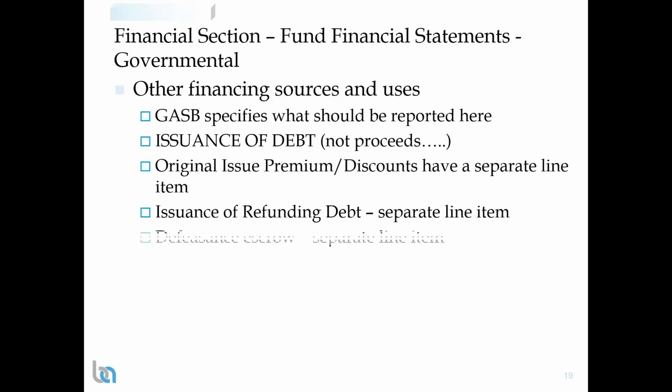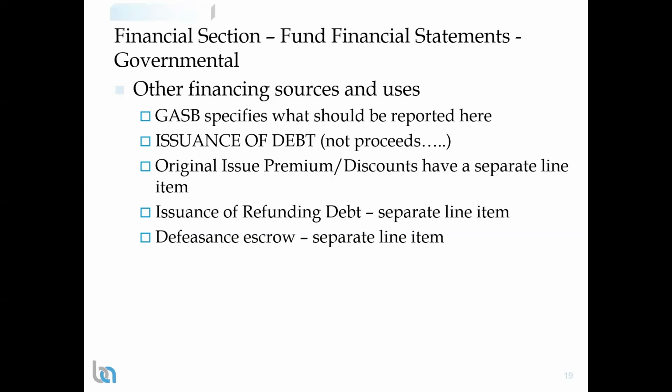I'll just go through these. So, other financing sources and uses. Similar to, as Ahmed mentioned, for GASB 103 and non-operating revenues and expenses, this is very specific as to what can be included in here. If it's not listed as to what can be included in this category, then it's meant to be reported elsewhere. So that's where you need to think about whether it should be there or not.